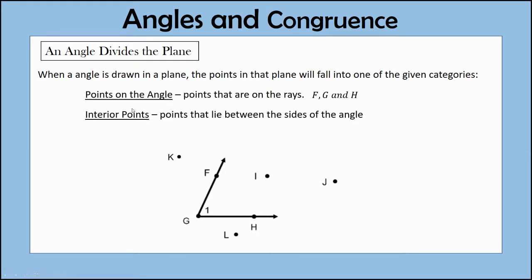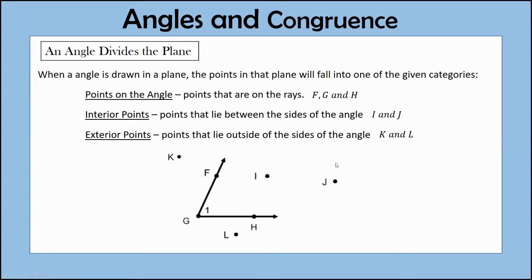The other category would be points on the interior of the angle. They have to lie in between the two rays. Remember, this extends on endlessly forever. So in our case here, the interior points of the angle would be I and J. And then there are points that are exterior to the angle, on the outside of it, so to speak. In this case, it would be K and L. So remember, when an angle is drawn in a plane, it divides the plane into three distinct parts. The points can be on the angle, inside the angle, or outside the angle.